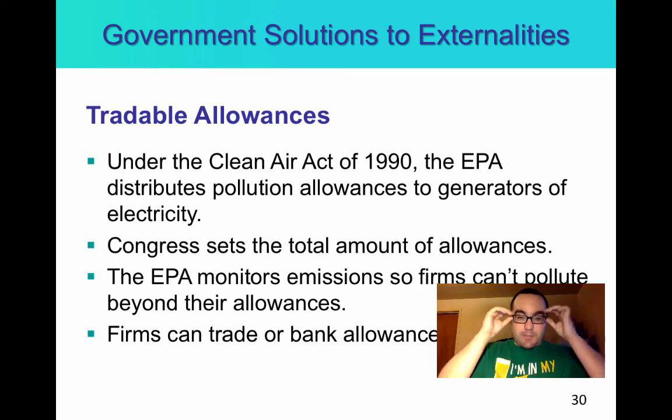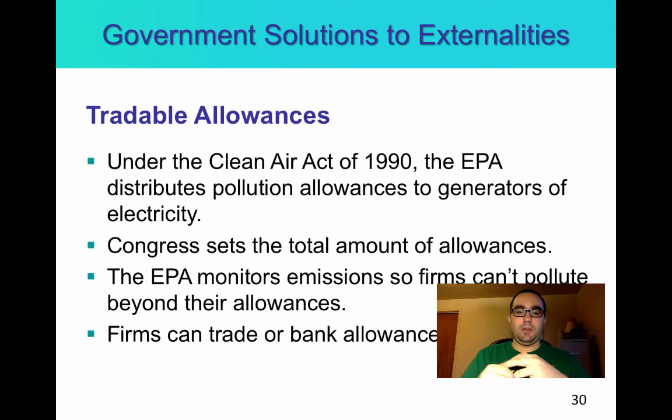So let's give an example. Tradable allowances. Under the Clean Air Act of 1990, the EPA distributes pollution allowances to generators of electricity. Basically, this says, hey guys, you can only produce so much pollution. Don't care. This is your law. Otherwise, you'll get fined and/or you're going to have to shut down.